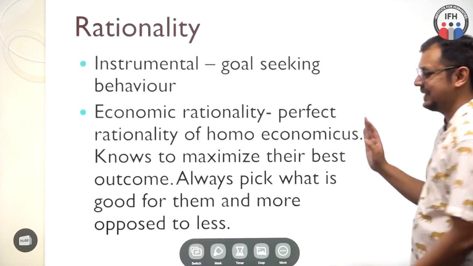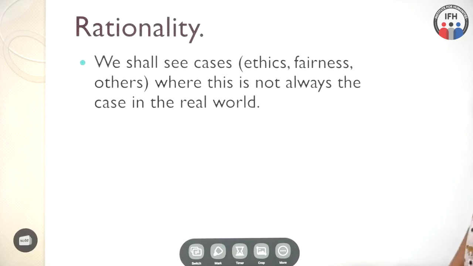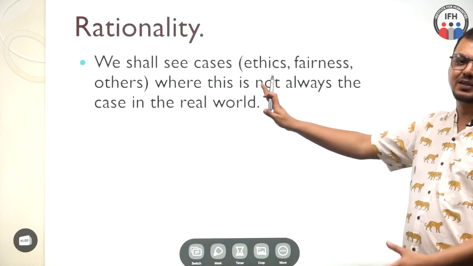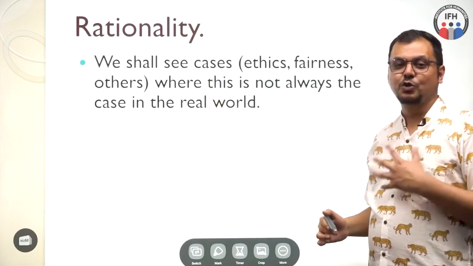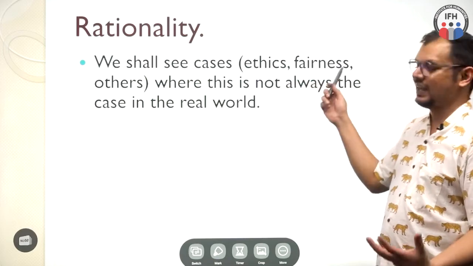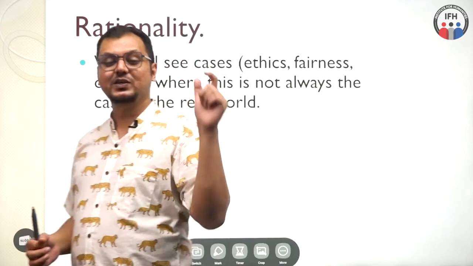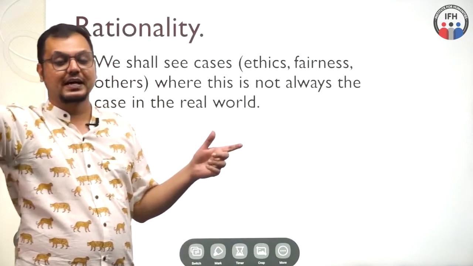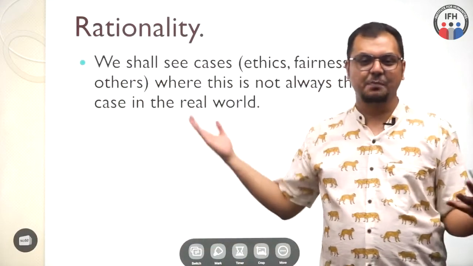And this, of course, comes with its own set of problems, because inherently we are putting down a set of rules which is not always true in the real world. Sometimes agents don't maximize what is good for them or pick what is more as opposed to less. There may be a case of ethics or fairness or various other situations where you see people picking the choice that is actually less when there is a choice in the option set which is more. So are you then going to say this person is irrational, because it's not matching the real world?